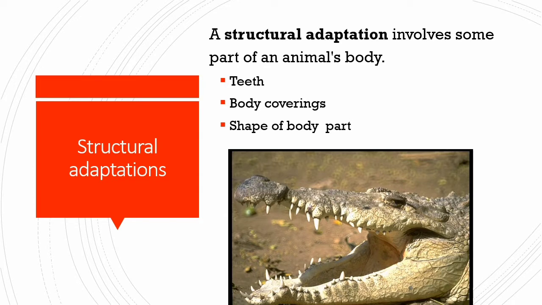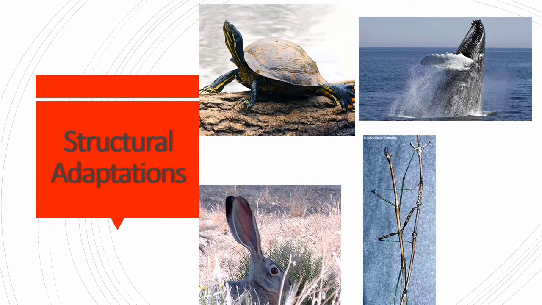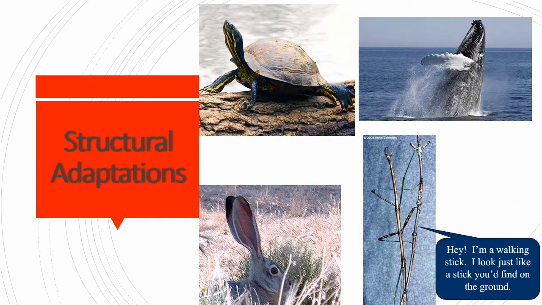Structural adaptations involve some part of animal's body. For example, the kinds of teeth, body coverings, and shape of body part. Look at the picture for example. There are some examples of structural adaptation.